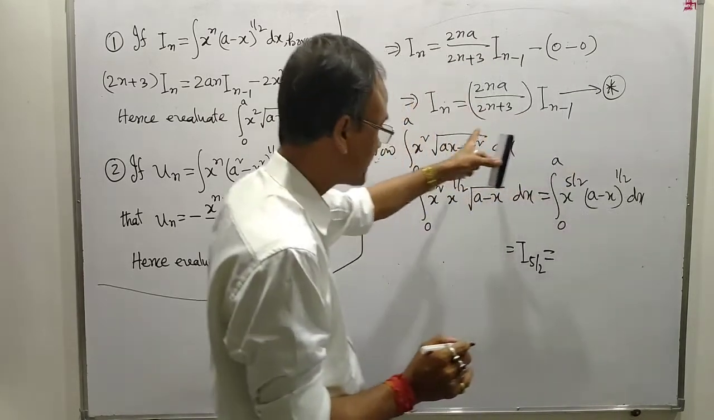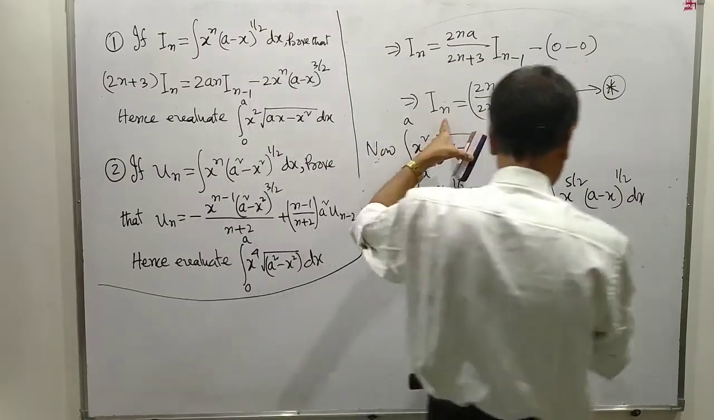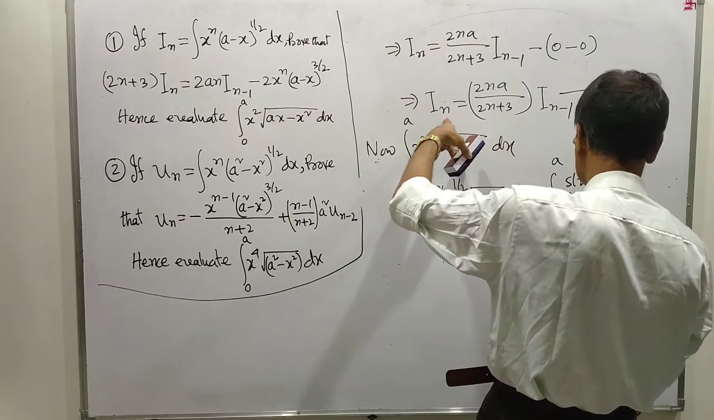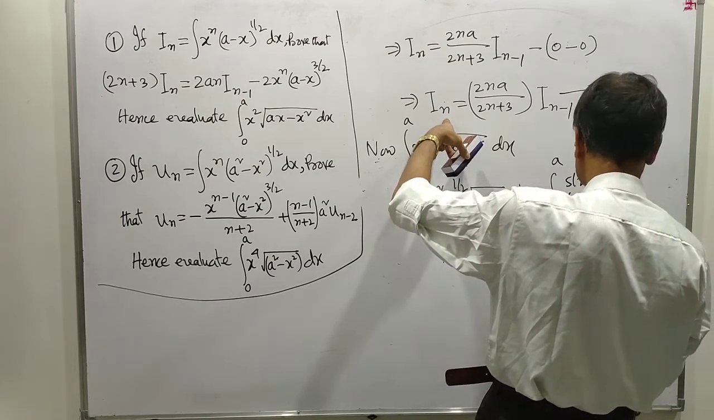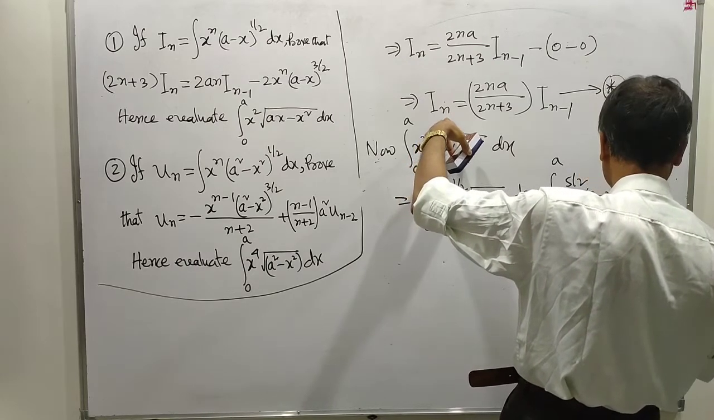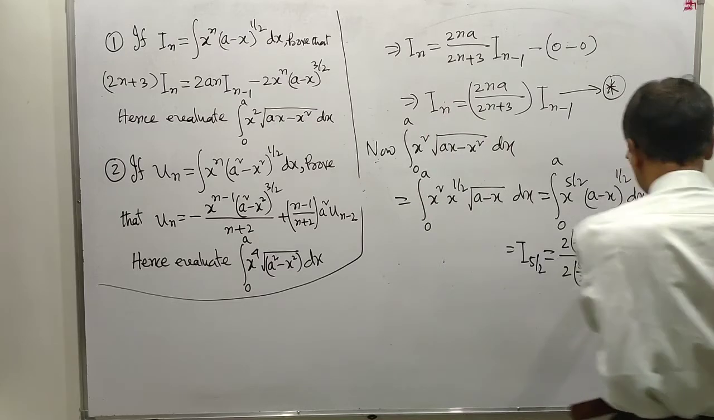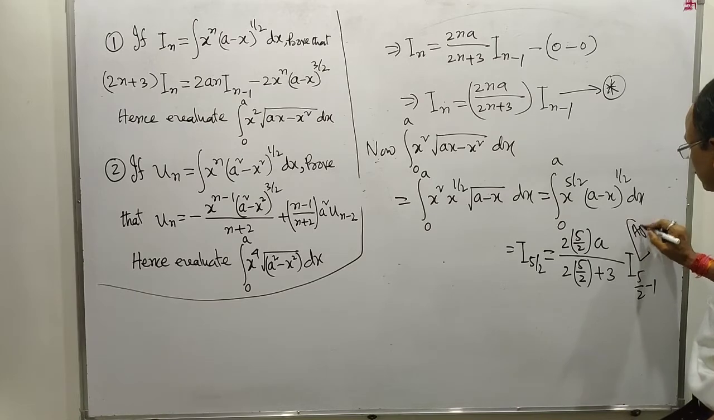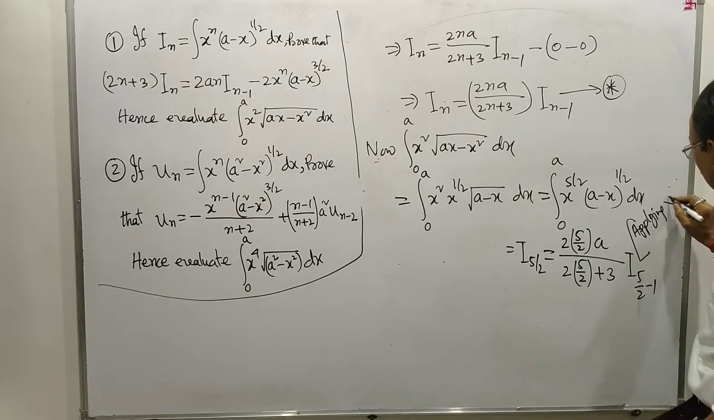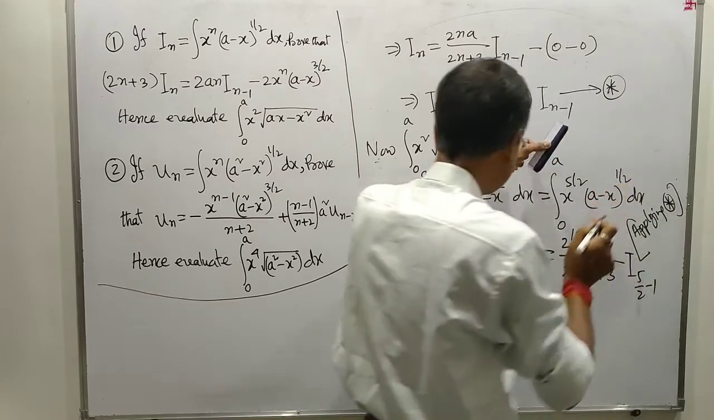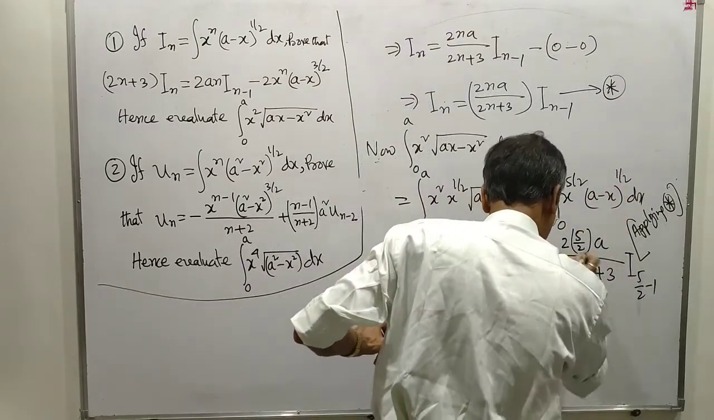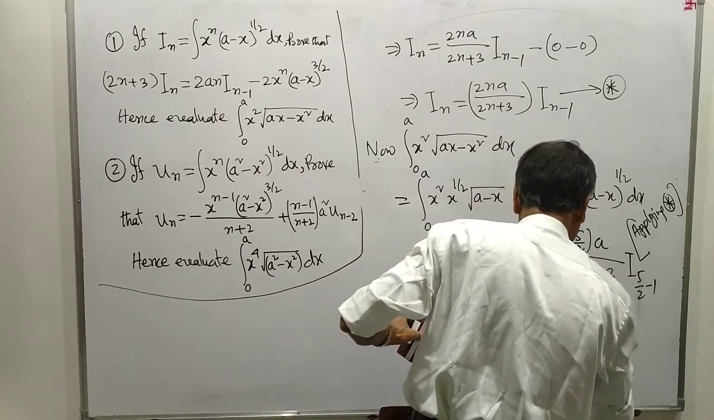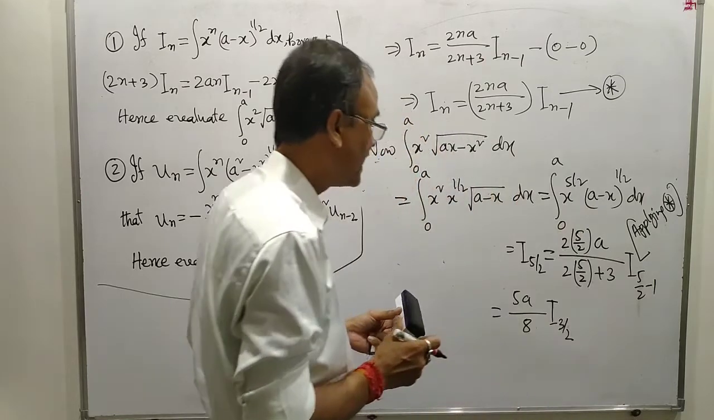Now apply star, I5 by 2. For n, you put 5 by 2. 2 times of 5 by 2 into a, divided by 2 times of 5 by 2 plus 3, I 5 by 2 minus 1. You may write here applying star. We have applied this one. This is equal to 5a divided by 5 plus 3, 8 I 3 by 2.